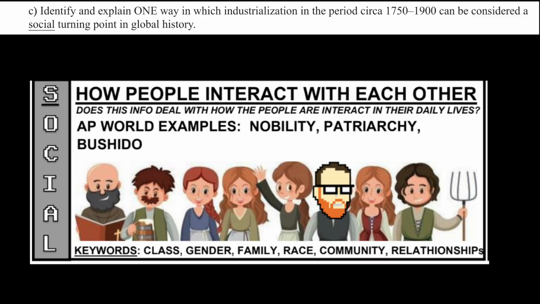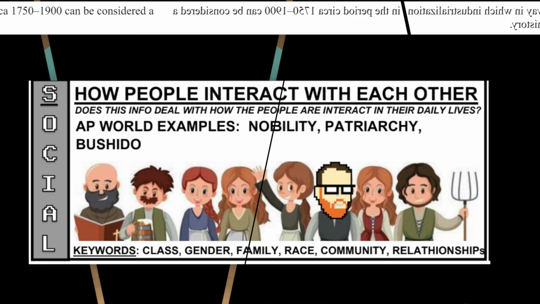So back for C, one could argue that the social changes were the most drastic. Women in the workplace, new social classes, the divide between management and worker, the new family structure with children in the workplace, women pushing for more equality, the rise of Marxism. If you could identify and explain any of those things, you're probably good to go for letter C.